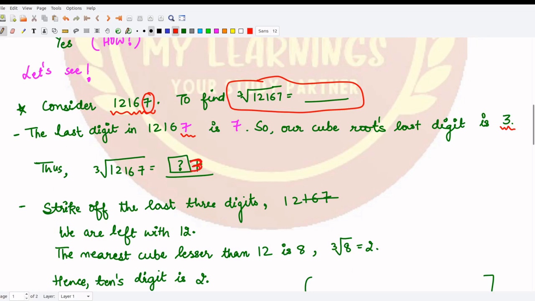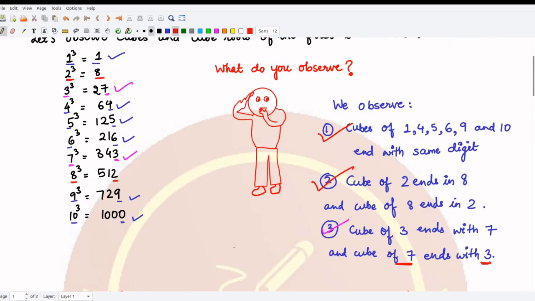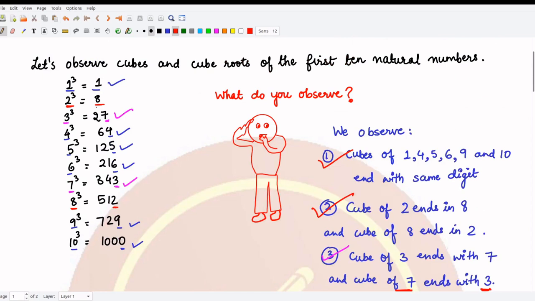We want to know what is going to be the digit in front of 3. For that, we have to strike off the last 3 digits, like this. Now we are left with 12. Now for 12, we have to look for the cube nearest to it that is smaller than it. You see 8 is smaller than 12, right? It is nearest to 12, smaller than 12, and it is a perfect cube of 2.